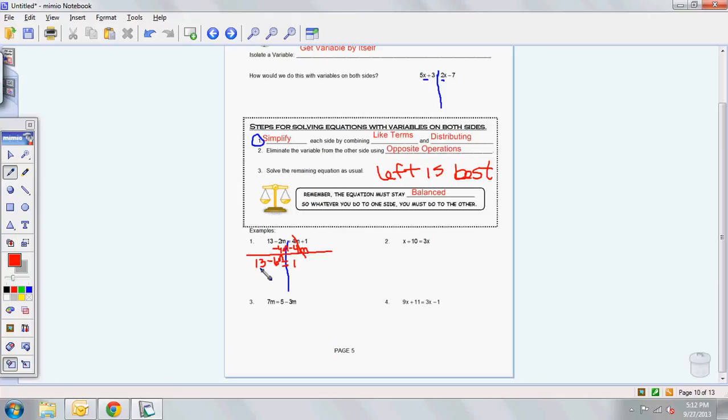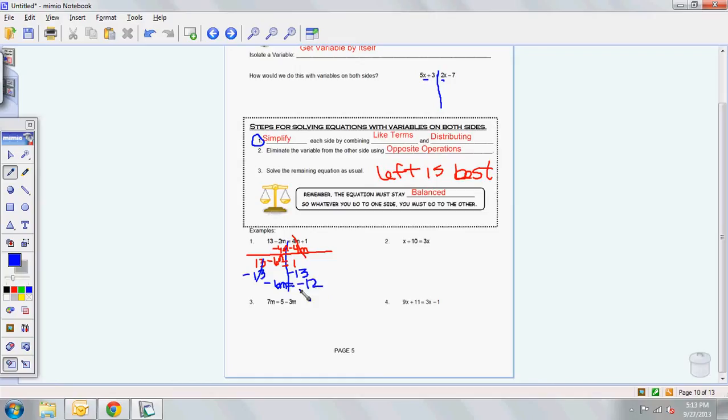I've simplified it. So now I have 13 minus 6m equals 1. Now it looks something like what we've been doing before, where the variable is just on this side. So now it's our job to get that completely alone. So here's where the process kind of starts over. We need to get this alone. We're going to do the opposite to get it by itself. So we're going to subtract 13 on both sides. So we're left with negative 6m is equal to negative 12.